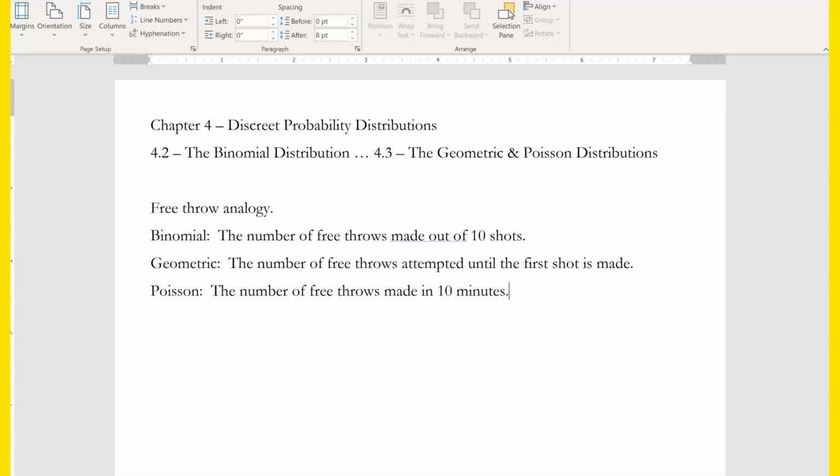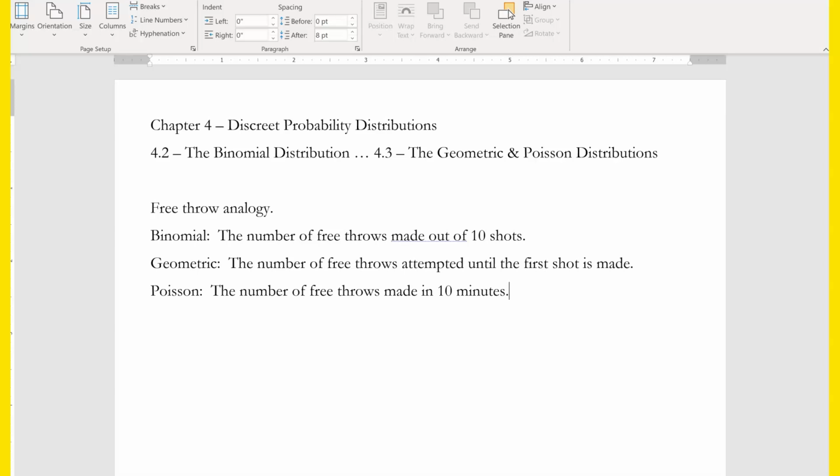So binomial. If I shoot 10 shots, the binomial distribution is going to tell me the probability of making X number of shots, whether X is 5 shots or 8 shots or 1 shot or 0 shots. But it's out of however many, out of 10 or out of 20 or something like that. Poisson is very similar. Poisson is, again, how many shots I make, but not out of a certain number of attempts, but in a certain amount of time. So how many shots do I make in 10 minutes?